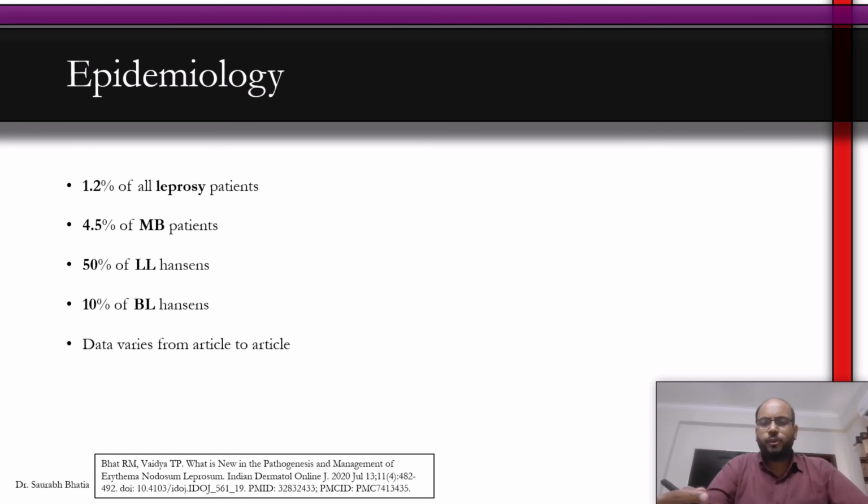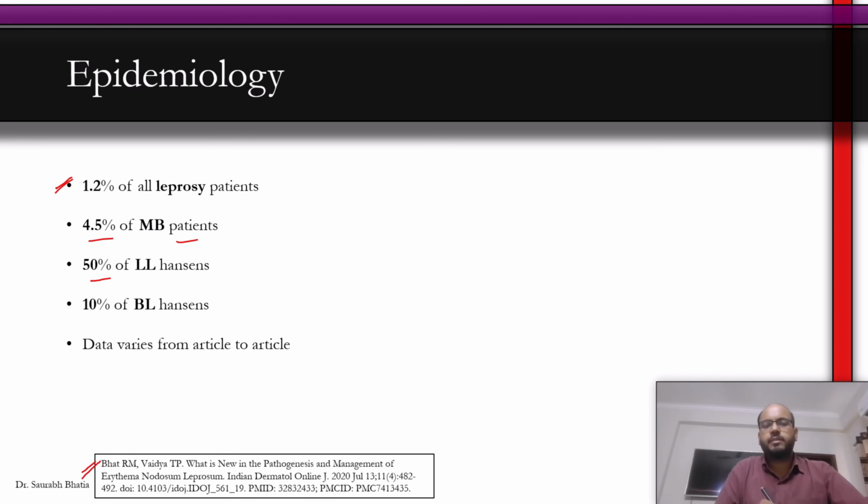If you learn about the epidemiology, or if you search the internet regarding the epidemiology of ENL, you will find different sorts of data. For example, as per one study, which I've quoted in the article below, about 1.2% of all leprosy patients will have ENL. A majority of that, roughly 4.5%, are the MB patients. That means 4.5% of multibacillary patients will have ENL.